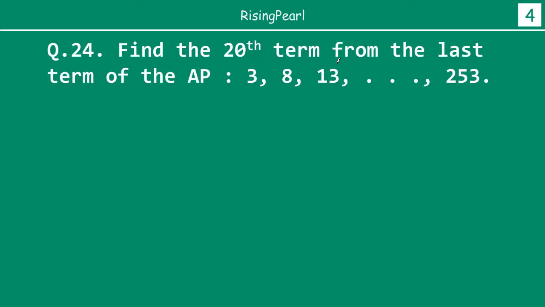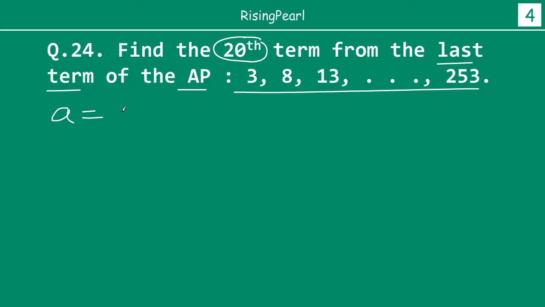Find the 20th term from the last term of the AP. Well, this is a very interesting question. We have to find out the 20th term from the last term of an AP. So the arithmetic progression is given. We can find out the common difference simply by subtracting 3 from 8. So let's see what is given actually. A, which is the first term, is given as 3.